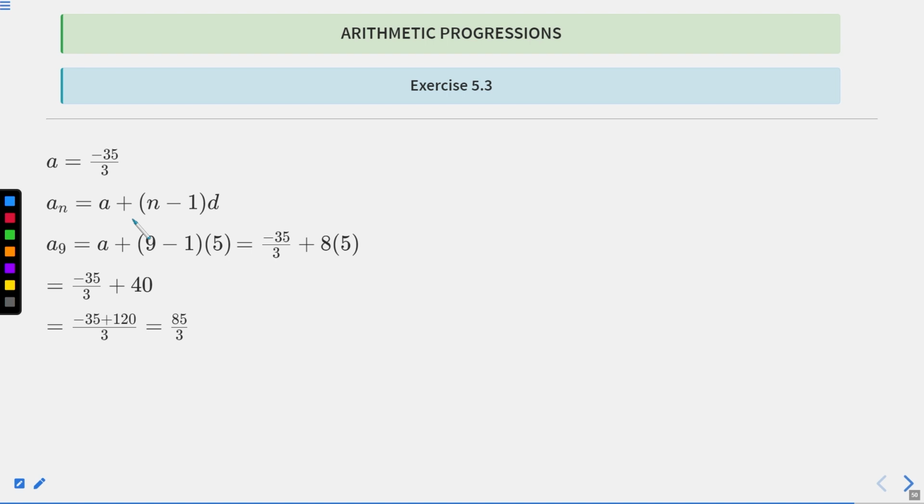Okay, the first term A is equal to minus 35 by 3, and the nth term An is equal to A plus (n minus 1) times D, and now A9 is equal to A plus (9 minus 1) times 5, that is equal to minus 35 by 3 plus 8 times 5, and this is equal to minus 35 by 3 plus 40, and this is equal to (minus 35 plus 120) by 3, this is equal to 85 by 3. Okay, so the ninth term of this AP is equal to 85 by 3.